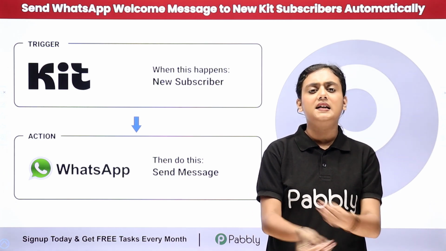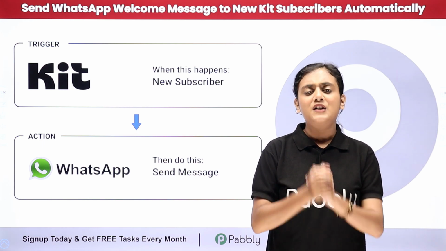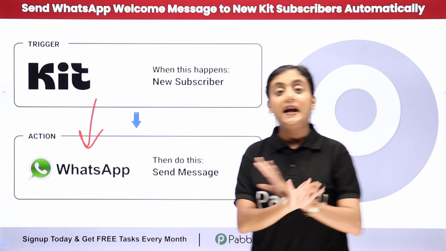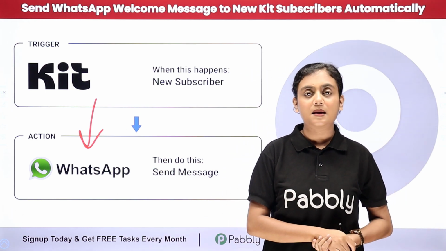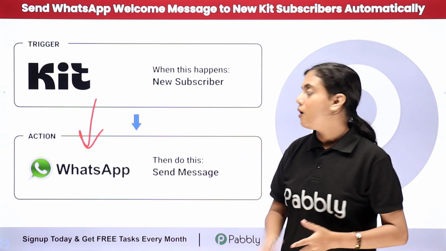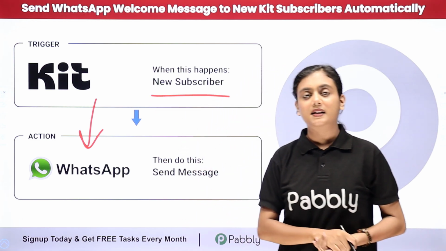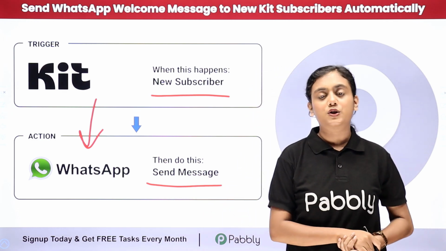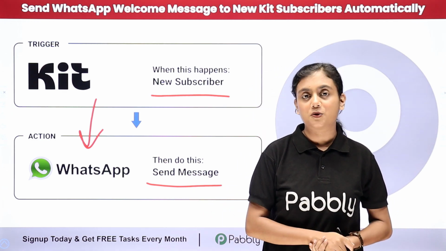Now doing this manually is a very time consuming process. To solve this problem, I've built a connection between Kit and WhatsApp without any coding or programming skills using Pabbly Connect. Now, whenever a new subscriber is added in my Kit account, a welcome message is automatically forwarded to the subscriber using WhatsApp Cloud API.